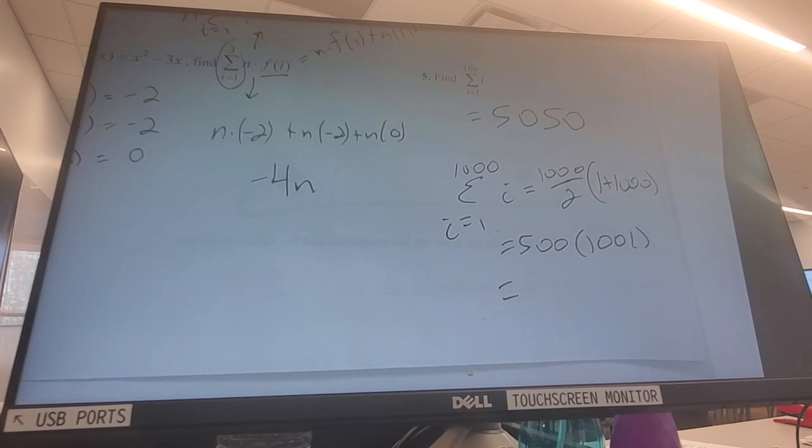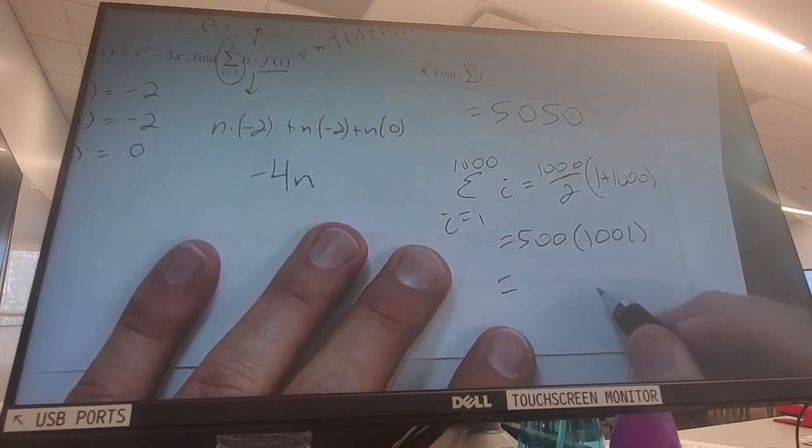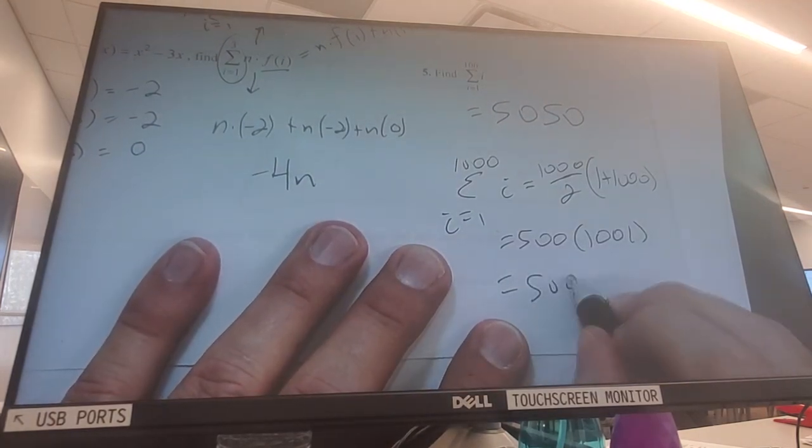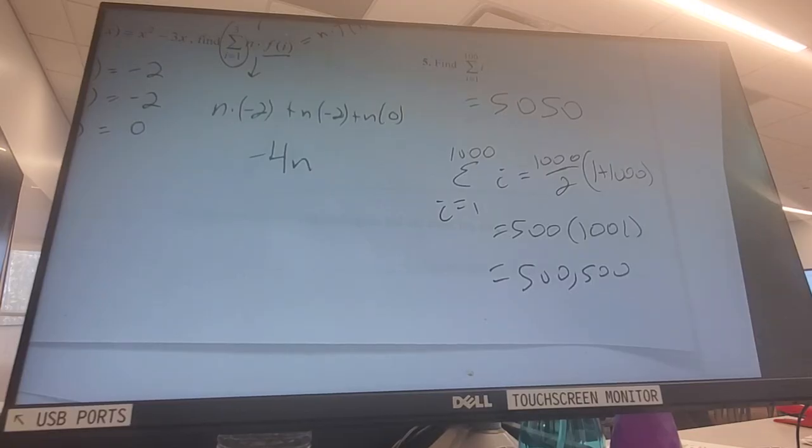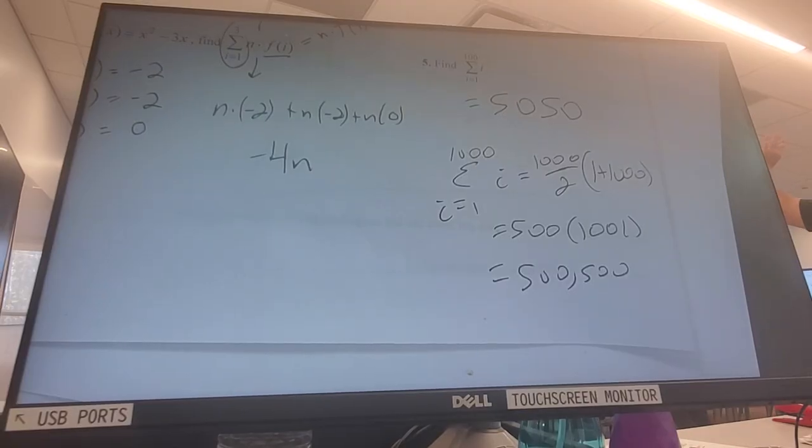Whole bunch of zeros and stuff. I can't remember. Is it 500, 500? I think so. 500, 500. Okay. Just continuing the. Now it doesn't have to be a round number. I could do the sum of i equals 1 to 17. It's just the formula works as long as it's 1 to something of i.